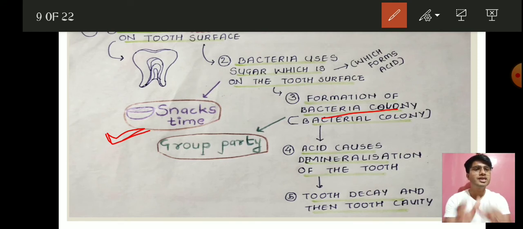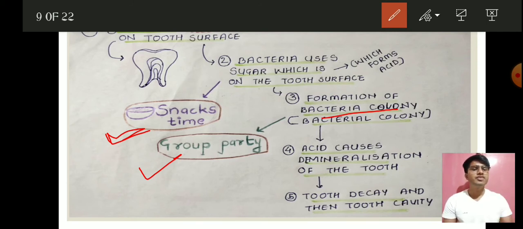So there would be a large bacterial colony. It is called bacterial biofilm. So now they are having a group party. First there was a next time, now they are having a group party. So more acid formation, more bacteria, more acid formation.